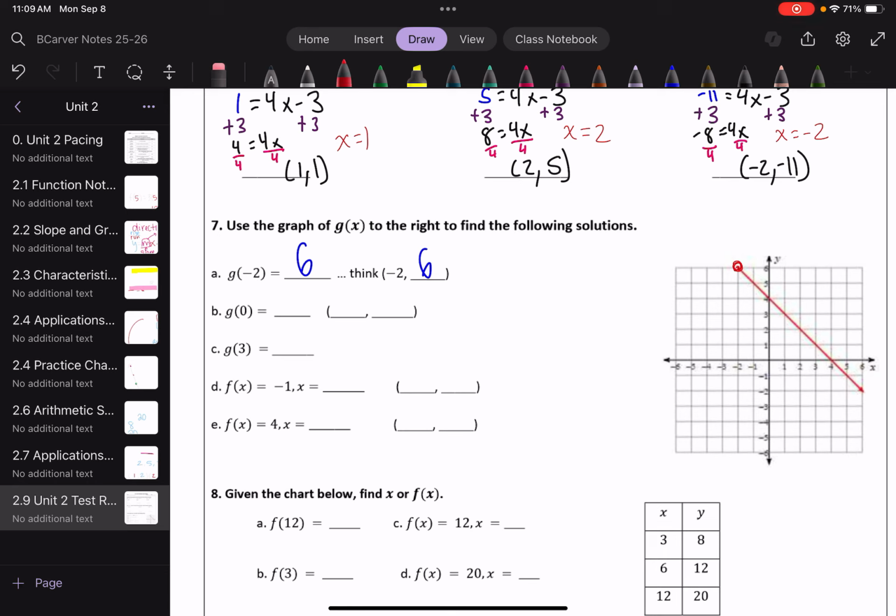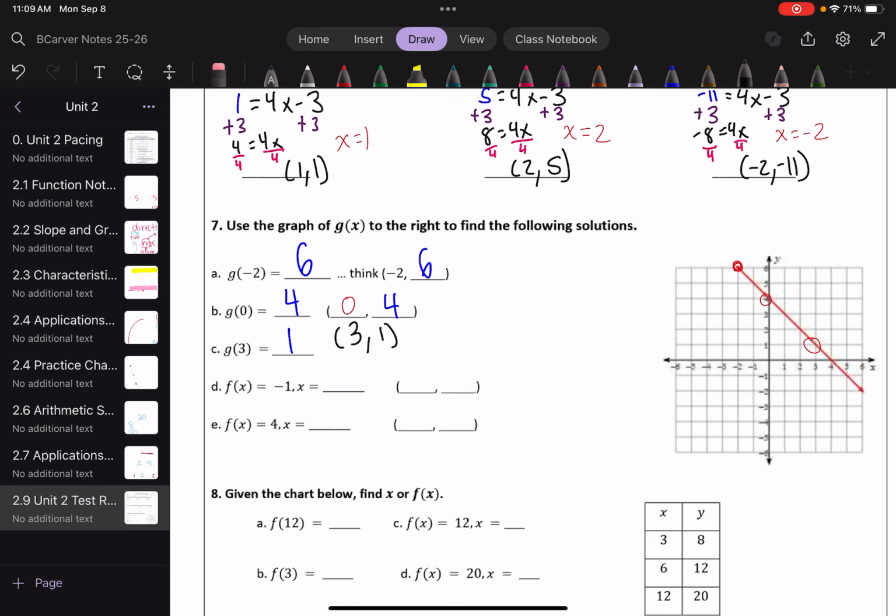We're then given g of 0. Well, when x is 0, y is 4. So that's going to be the ordered pair 0 comma 4. And then g of 3. When x is 3, y is 1. If I wrote that as an ordered pair, that'd be 3 comma 1.